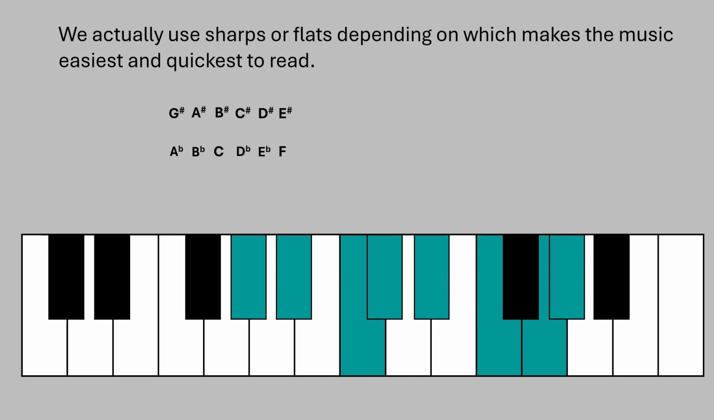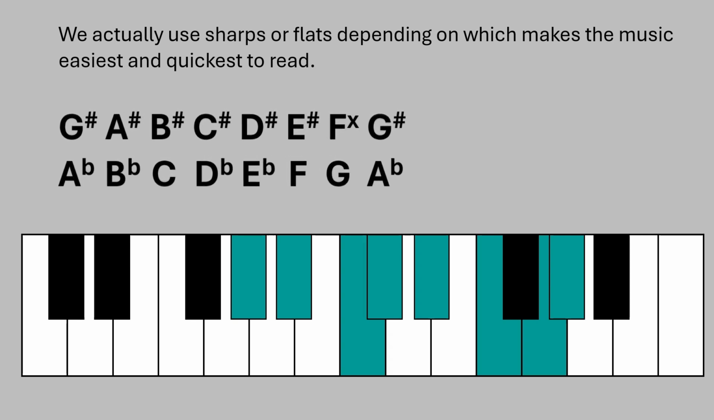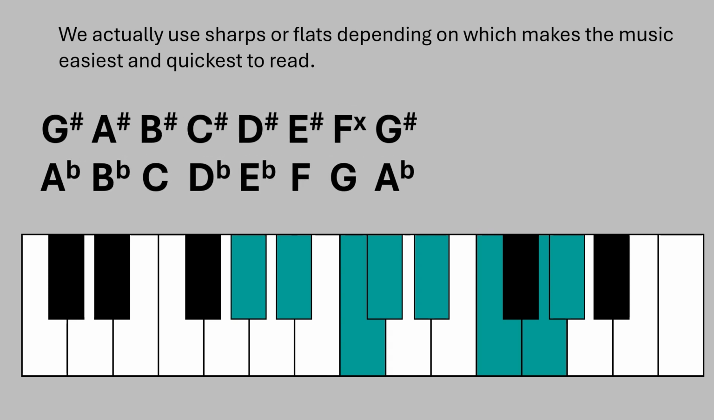Now, note 7 is the hardest of all. This one can either be called F double sharp or G. Let's add this to our scales. Note 8 has the same names as the very first note, so let's add these to the scales. Let's take a closer look at our enharmonically equivalent scales.